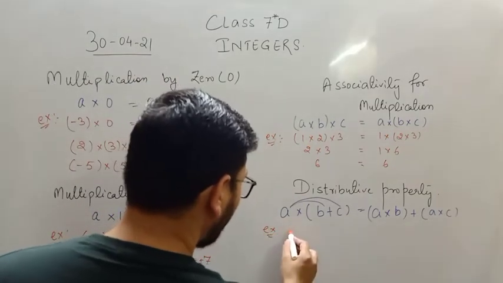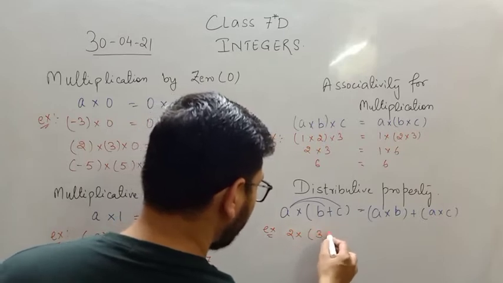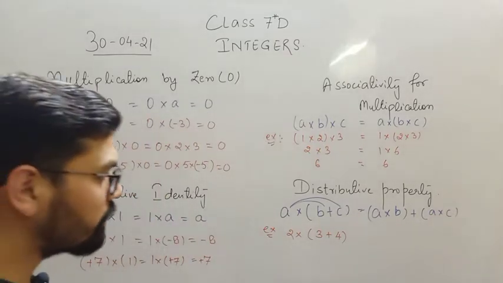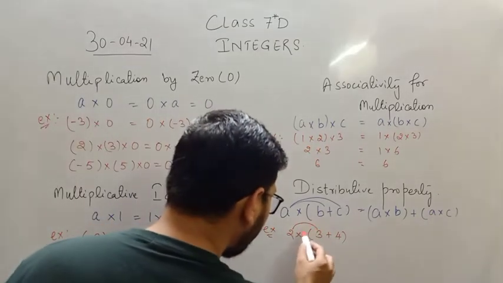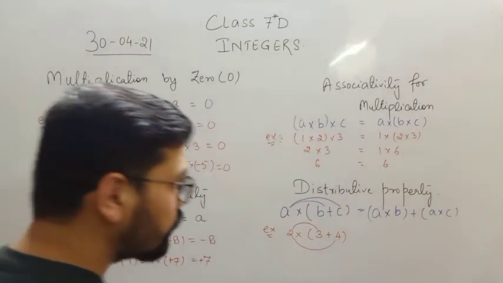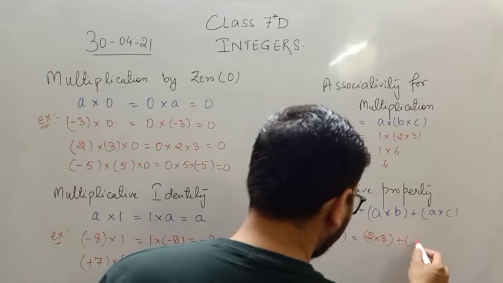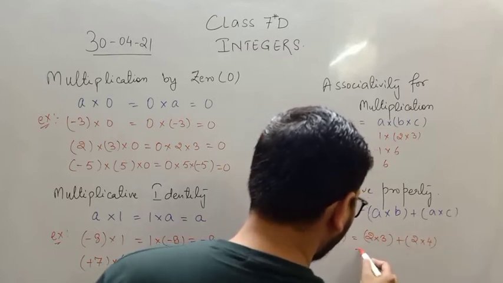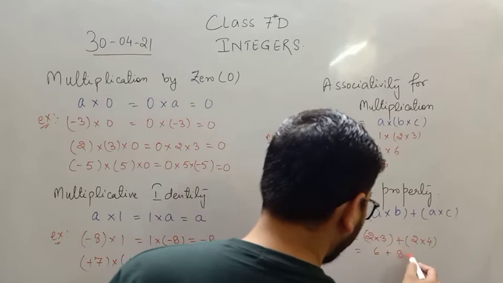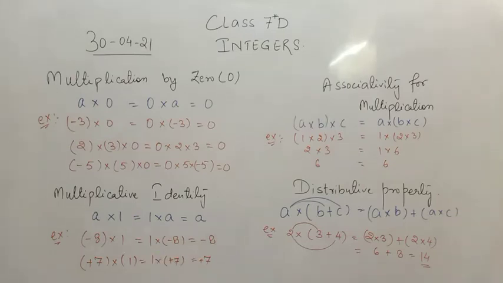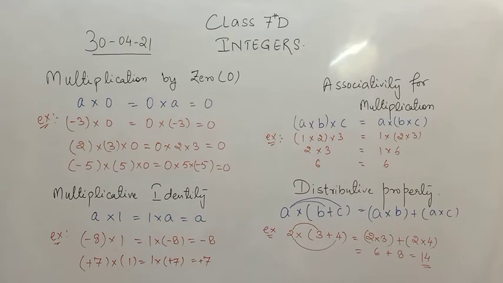Let's say A is 2 and B is 3 and C is let's say 4. So how to solve this? First you multiply 2 with 3, then you multiply 2 with 4. So you can write 2 into 3 plus 2 into 4. So 2 3s are 6, 4 2s are 8, which is equal to 14. So this is the simple answer. Any doubt in this? Please note it down fast. Then I'll start the exercise also.